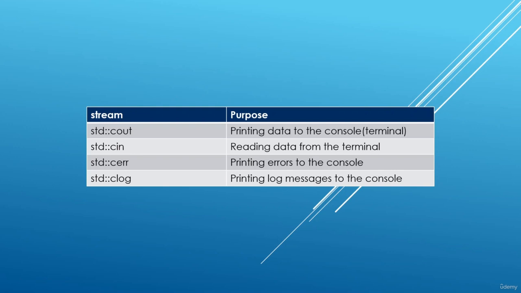Uses for these things differ, and C++ makes sure to give you different ways to state your intent through the tools that you use. We have looked at STDC out, STDCER, and STDC log. What does STDCIN do? It does the reverse. It's going to take data from outside and bring that into the program. So let's look at a few examples using these.